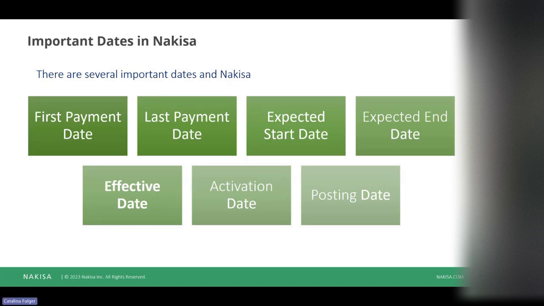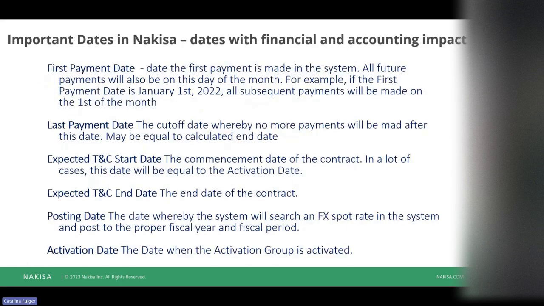Then other important dates, and when we're saying important dates, are dates that have an effect on the schedule, on the accounting translation of the details. So we get into effective date, activation date, and posting date. So we're going to look at some examples of those. And I have here, and this is something that we will share with you, you will have access to some definitions.